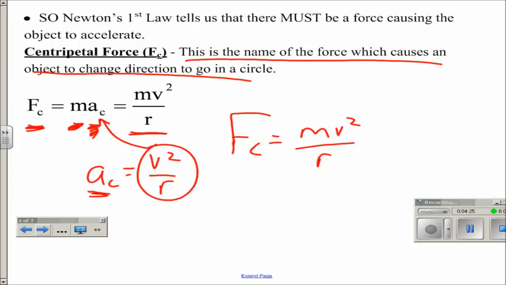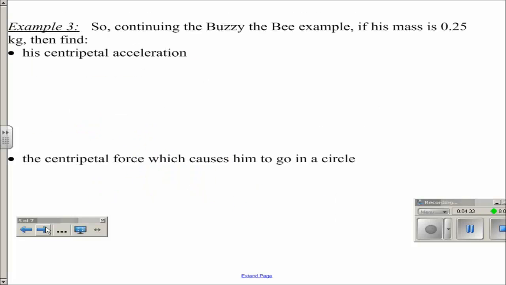Occasionally, though, if I already know the acceleration, then I'll use that one. Okay? So let's do a quick numeric example. Back to Buzzy the bee. Suppose his mass had been 0.25 kilograms. If I asked you to find his acceleration, what would we do? Take a second, pause the video, and see if you can do it.